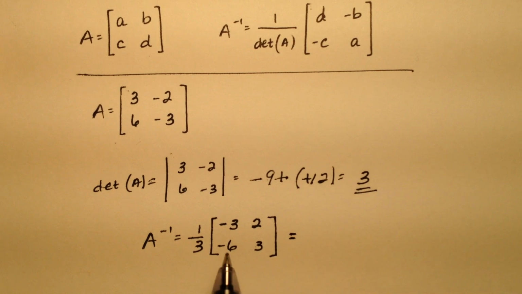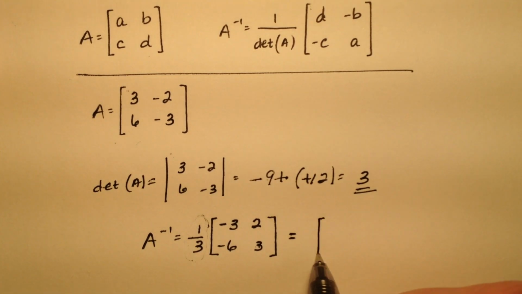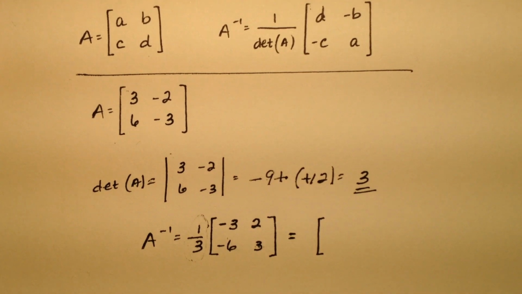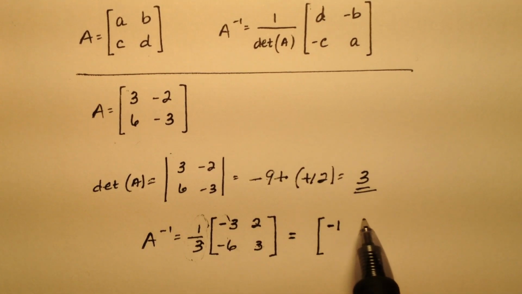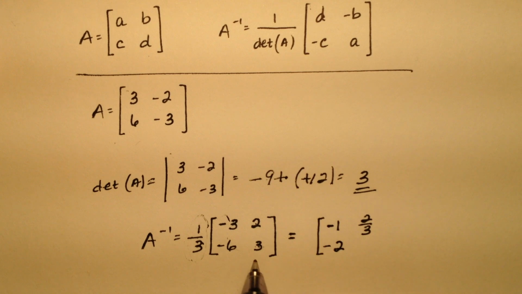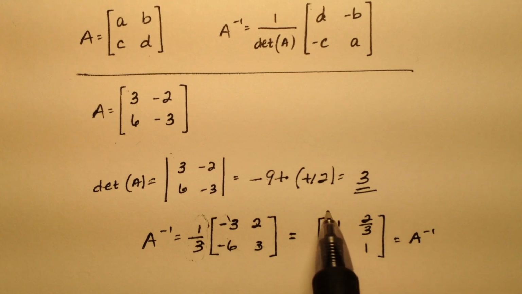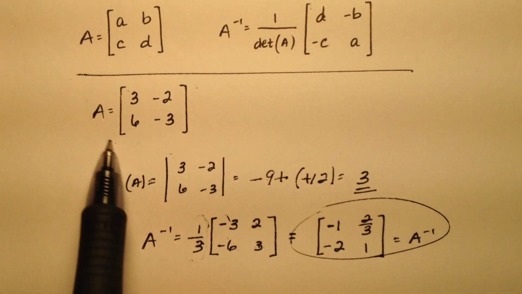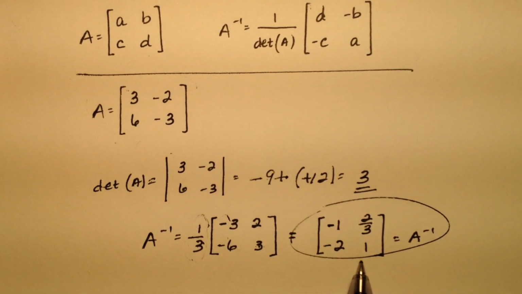So the final thing I need to do is to do scalar multiplication and take this 1/3 and multiply it by every entry in here. Well, this shouldn't be too bad because most of these terms are already divisible by 3. So 3 divided by 3 is 1, and we have this negative, so -1. So 2 times 1/3 will be 2/3. -6 times 1/3 will be -2. And 3 times 1/3 will be 1. So, given this original matrix A, we can use the formula to find the inverse, which is going to be this 2 by 2 matrix.